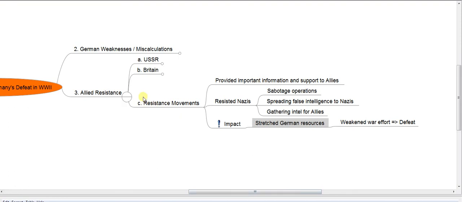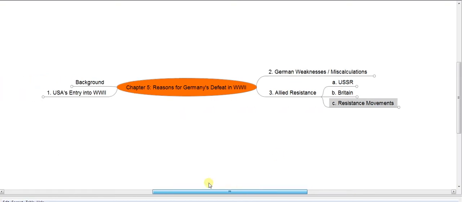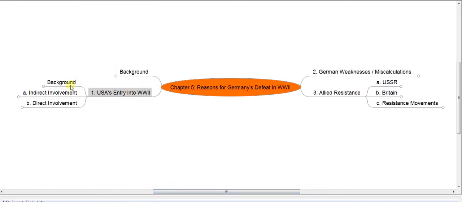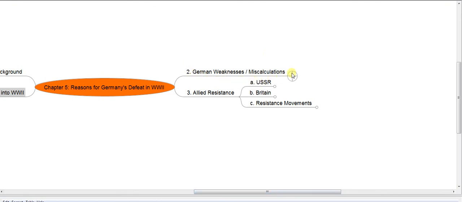Alright, so when we look at Allied resistance, remember that it's essentially the role of the USSR, Britain, and resistance movements. Just to sum up, remember the three main areas: the USA's entry into the war, focusing on indirect involvement and direct involvement, so know the difference; how Germany was weak and what kind of miscalculations people like Hitler made; and finally Allied resistance, the role of the British, the Soviets, and the resistance movements.